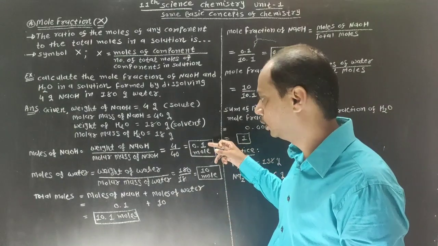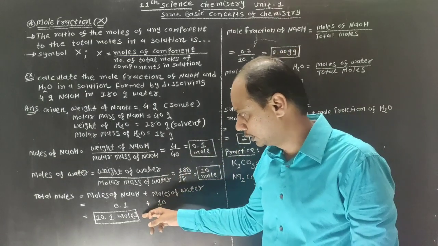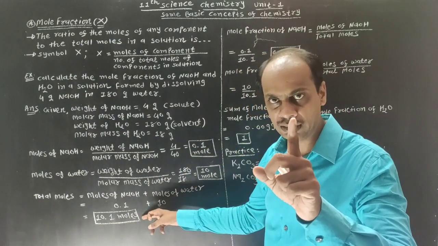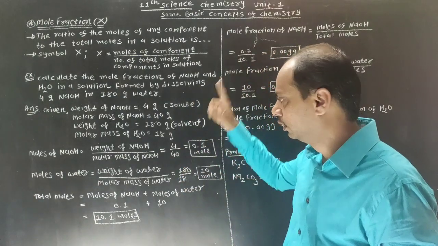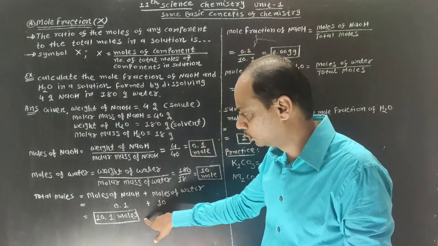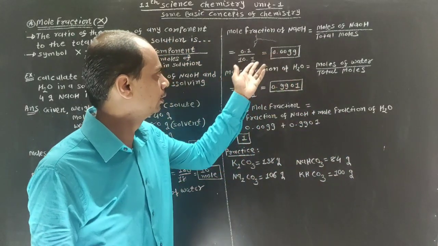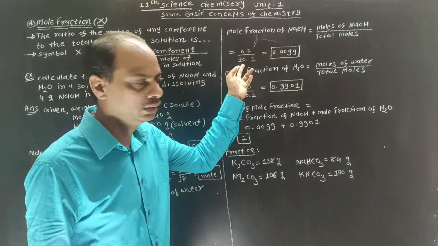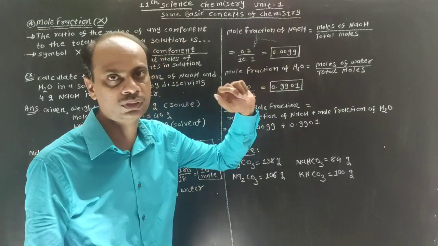Okay, the moles of sodium hydroxide is 0.1 and the total moles is 10.1. Am I clear? Concentrate over here. The moles of sodium hydroxide is 0.1, total moles 10.1. Okay, we have substituted the data: 0.1 over 10.1 gives me this answer. This is the mole fraction of sodium hydroxide.